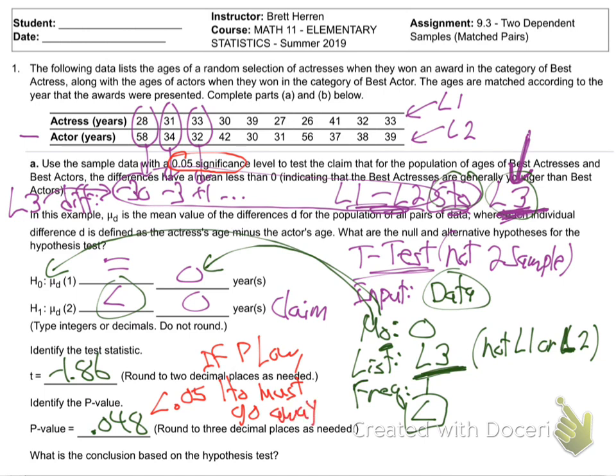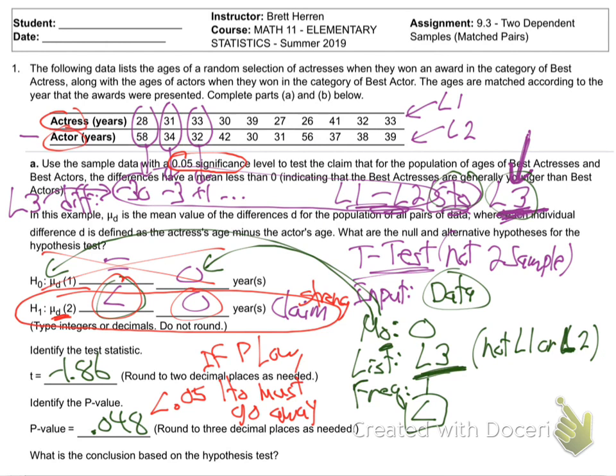So bye-bye, null, and we'll keep the H1, which is the claim, which means there's strong evidence whenever you're going with H1. So we believe the differences, the mean, the average of the differences is less than 0. When you take actress minus actor, you usually get negative numbers. And we believe there's strong evidence for that. Not just, it couldn't have been luck. I mean, there's a 4.8% chance that these numbers just could have been lucky years. So that's not a very good chance of luck. It's probably really true that on average, the actress age is younger than the actor, so that when you subtract them, you get a negative number, a number less than 0.